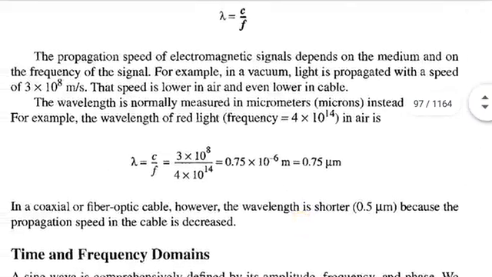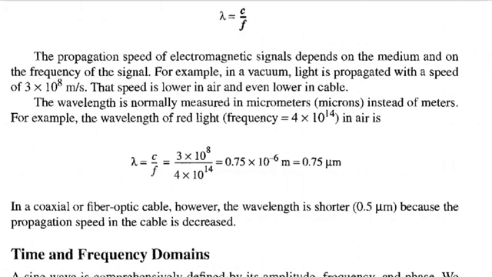The propagation speed of an electromagnetic signal depends on the medium and on the frequency of the signal. For example, in a vacuum, light is propagated with a speed of 3 × 10^8 m/s. That speed is lower in air or even lower in cable.